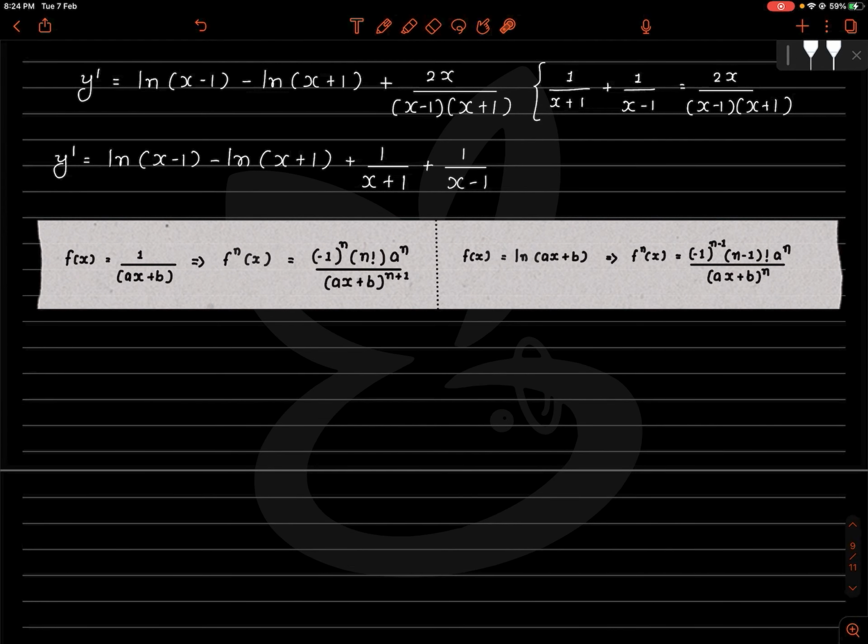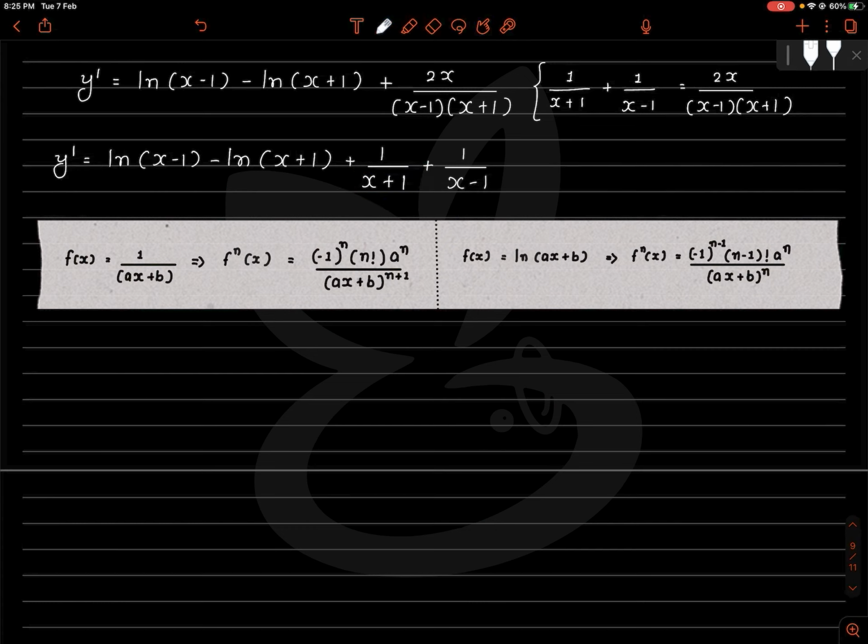Now we can see all the functions are of standard form, and I have listed all the formulas which we can apply. For these two functions we can apply this formula here, and for these two ln functions we can apply this formula. Here you can see the value of a and b is 1 and minus 1. Here the value of a and b is 1 and plus 1. The same way here a and b is 1, 1, and here a and b is 1, minus 1.